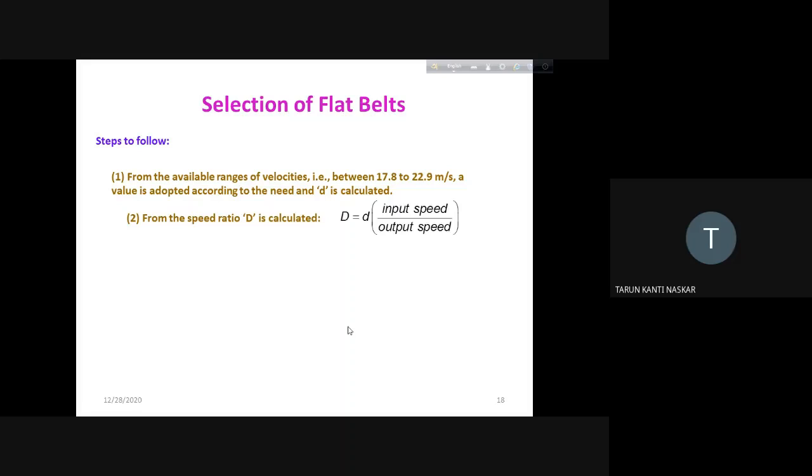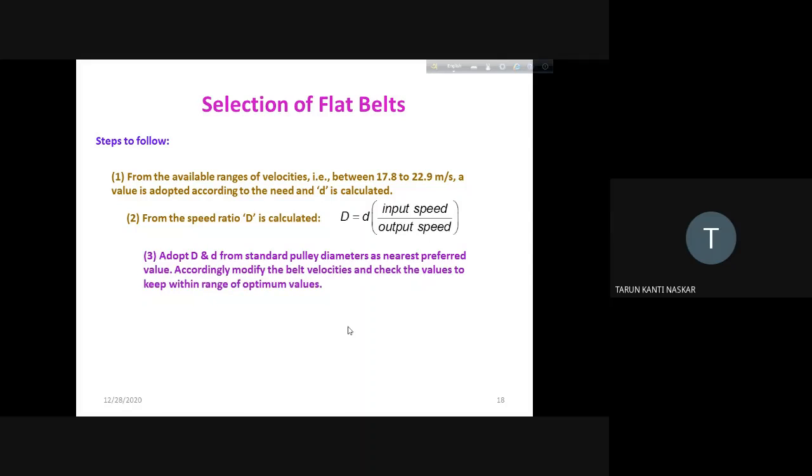So can you follow the first step? There is meter per second and small d is calculated. Can you follow? Yes, sir. Okay, so small d is calculated. Then from the speed ratio, you calculate the capital D. Now these capital D and small d should be selected from the standard pulley diameters as the nearest preferred value.